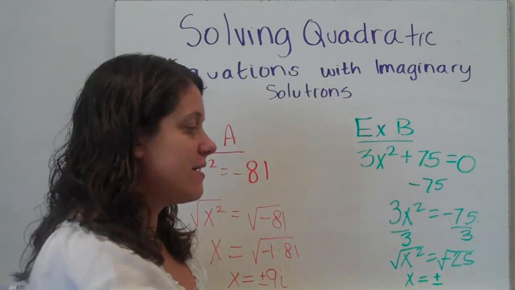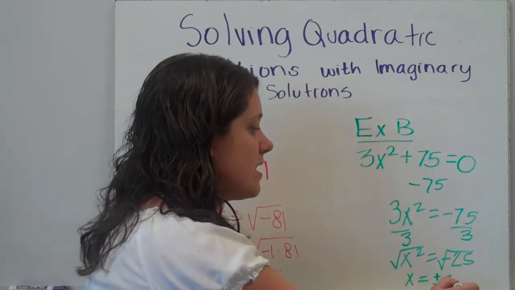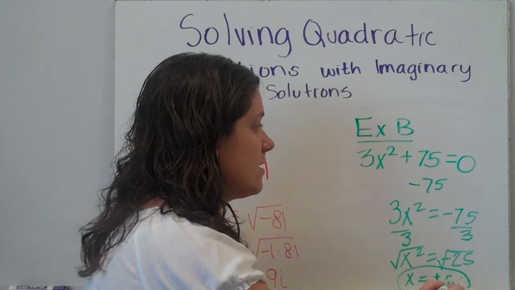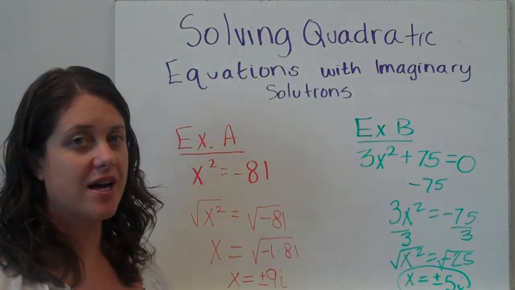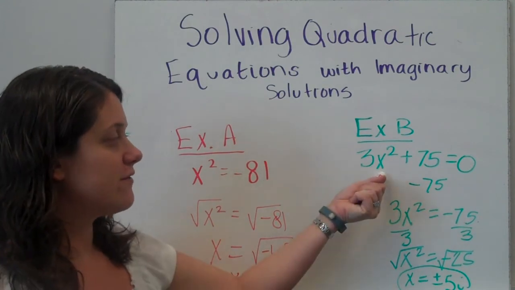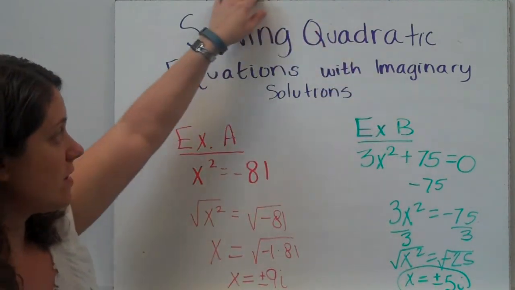Okay, the square root of 25 is 5, and then I have that negative 1 in there, so it would be i. So what I could plug into this equation would be positive or negative 5i. And if I plugged in positive or negative 5i, it would give me the solution to my equation. All right, moving on.